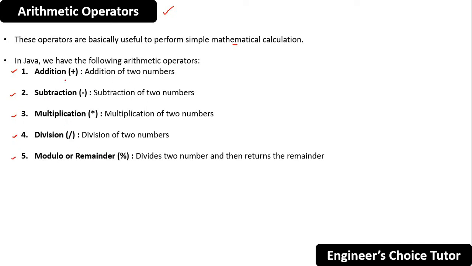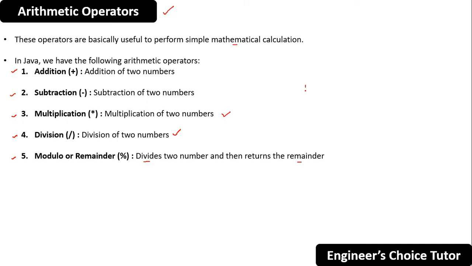You know everything, right? The addition operator does addition of two numbers. Subtraction means subtraction of two numbers. Then multiplication of two numbers, division of two numbers. And what is the modulo or remainder operator? It divides two numbers and then returns the remainder.